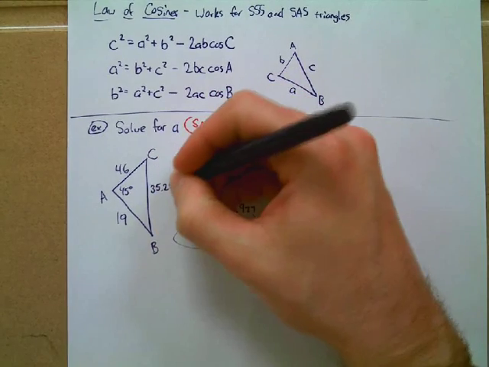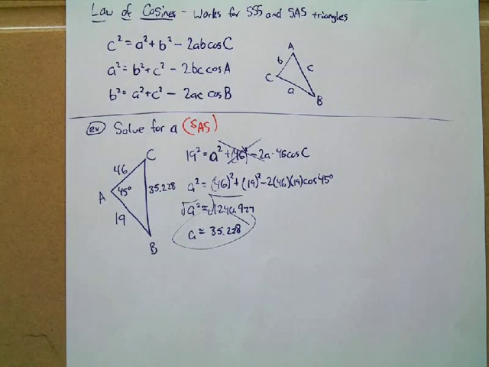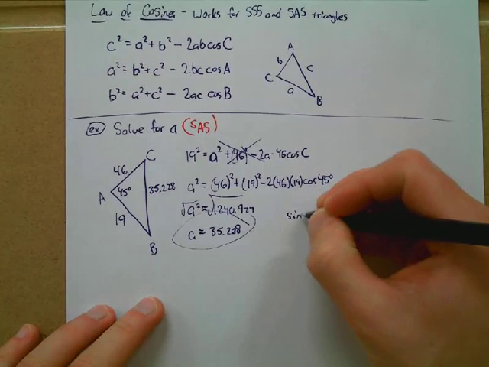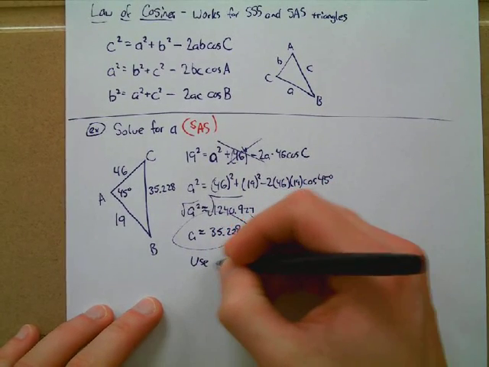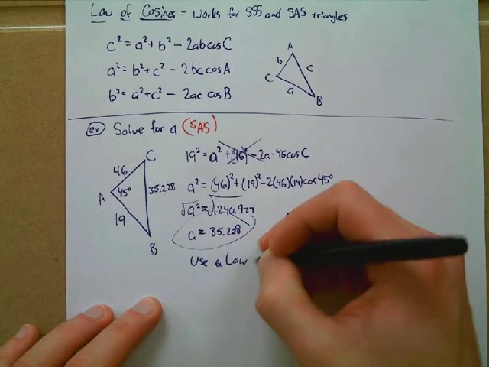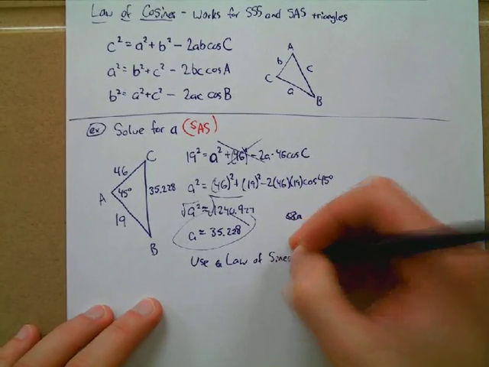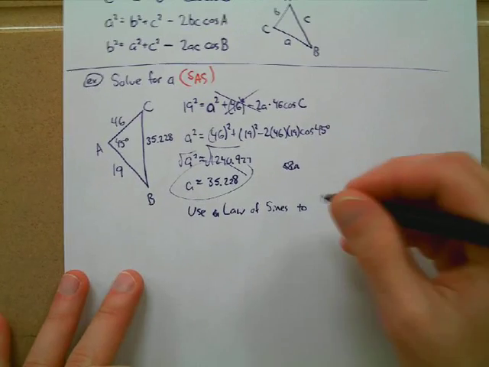Okay. And now at this point, what can we do to solve this triangle? If we wanted to continue to solve this triangle, what can we now use to solve for angle C or angle B there? What can we do? Yes, Spencer? Use sine 45 over 35.228. Exactly. You use law of sines at this point. So use law of sines to finish solving the triangle.